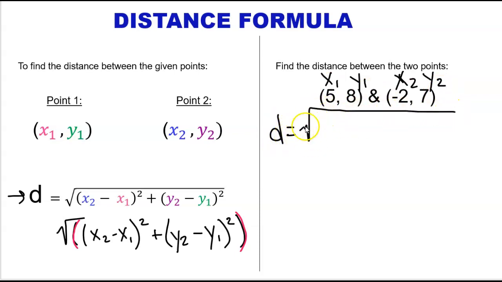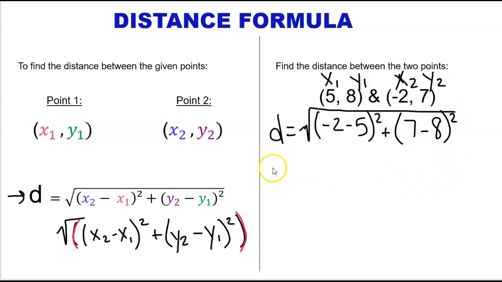So here's our square root, okay? And I am going to put this into my calculator, or I'll work it out for us. But remember, when we put it into our calculator, you have to do another parenthesis there. So let's do the first one. It says x2. So our x2 is a -2 minus our x1, which is a 5. Close parenthesis, square it. We have plus, okay, we have a y2, which is our 7, minus a y1, which is our 8. Close it, square it.